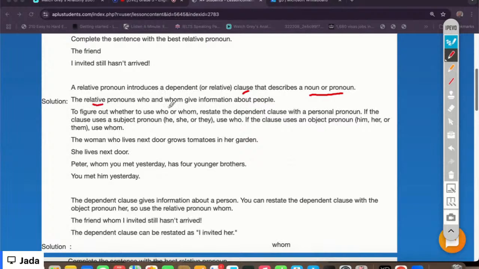Now, the relative pronouns who and whom give information about people. So who, whom focuses more on people, right? To figure out whether to use who or whom, restate the dependent clause with a personal pronoun. If the clause uses a subject pronoun, that is he, she, or they, you use who. And if the clause uses an object pronoun, him, her, or them, use whom.